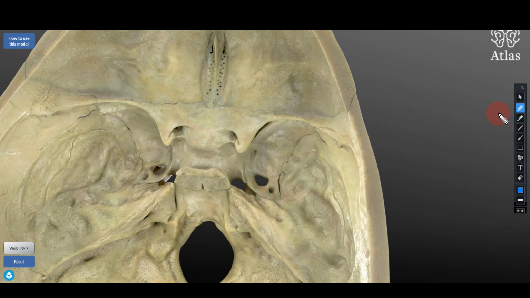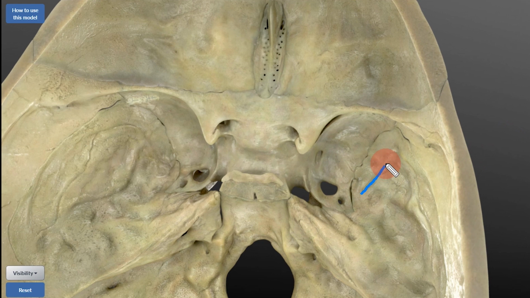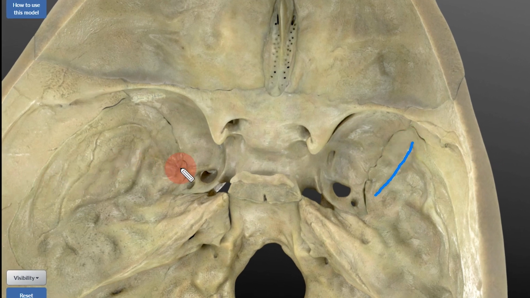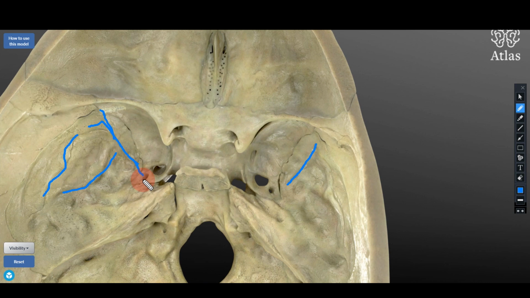This is important, and you can even see grooves of the middle meningeal artery on the inner part of the skull. You can see these are all grooves that are seen of the middle meningeal artery. Okay, if you get an actual skull, you can trace it to the foramen spinosum.